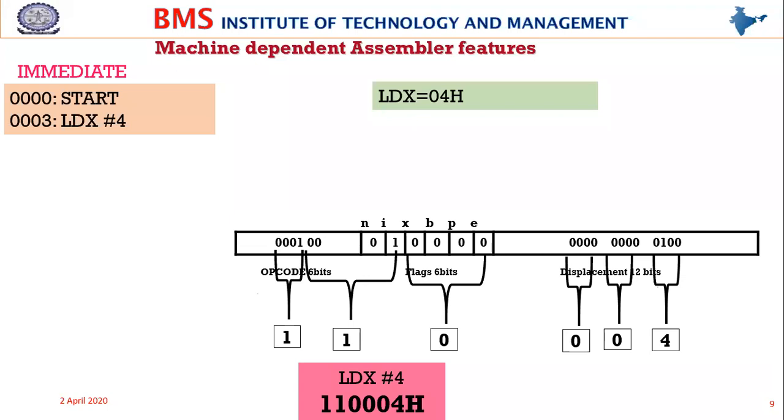So these 3 addressing modes we learned today: PC relative, base relative, as well as immediate, and how to assemble them. We'll continue in the next class with many more features, and we'll see a program and an example also. So thank you for joining.